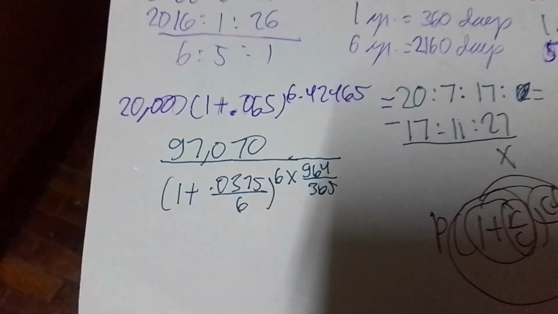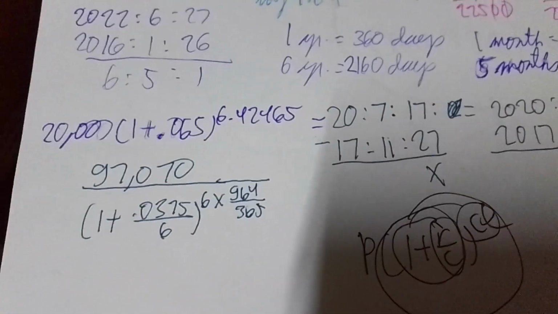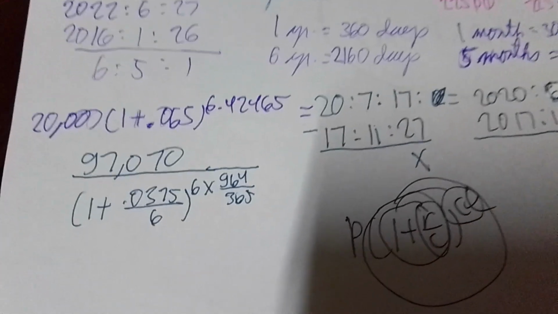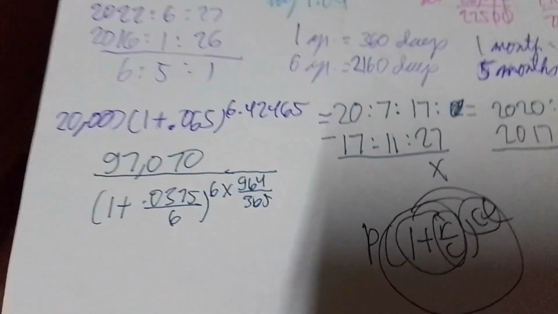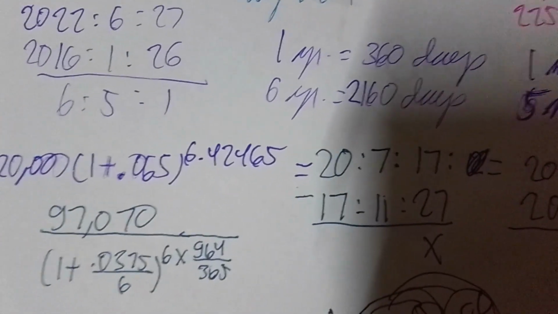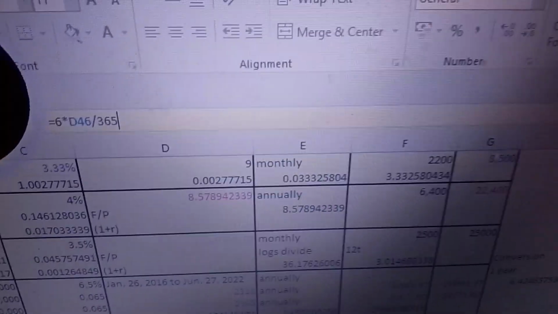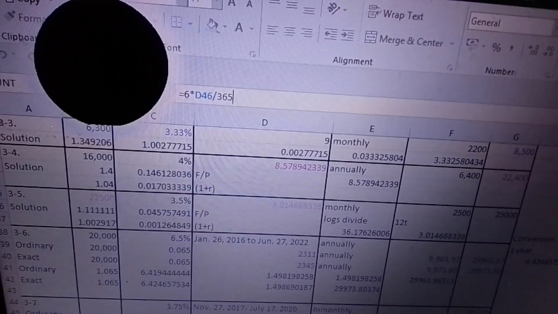So therefore, we have the future amount divided by, because this is the formula to solve for the principal, 1 plus our rate 0.0375 divided by 6. Then we sum the answer and raise it to that exponent, which is 6 times 964 divided by 365. Wait a moment. So the 6 times 964 divided by 365, when I put it in my solution sheet, that is the exponent.